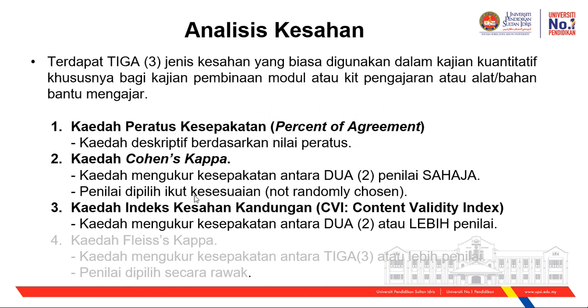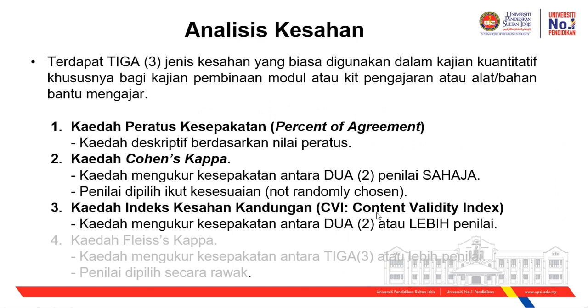And then kaedah kedua adalah kaedah Cohen's kappa. Okay, this kaedah only mengukur kesepakatan antara 2 penilai saja. Only 2 experts. Kalau you menggunakan 2 experts, then you can use this Cohen's kappa. What if you use more than 2? If you use more than 2, you basically use the third one here, kaedah indeks kesahan kandungan or CVI, Content Validity Index. If you have 2 penilai or experts, you can use either number 2 or number 3 here. You can use either Cohen's kappa or CVI. If it's more than 2, you can only use this CVI.